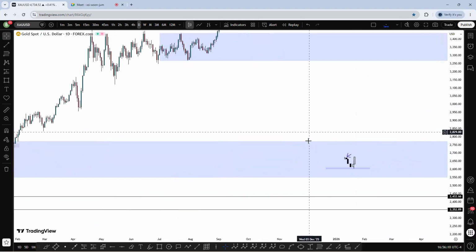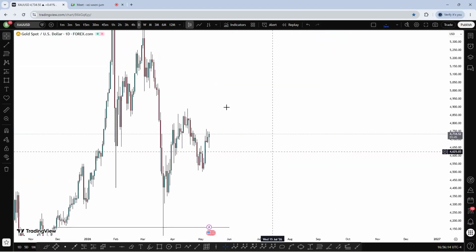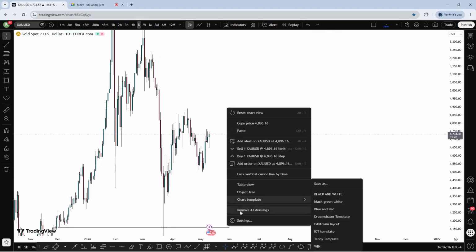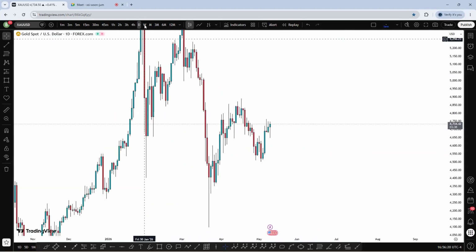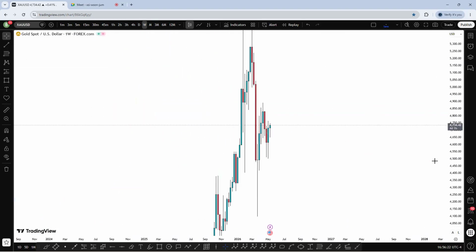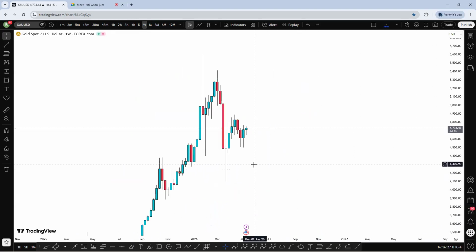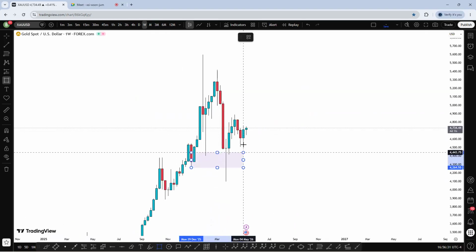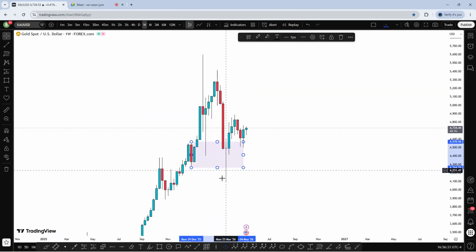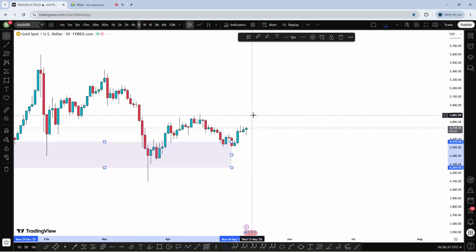So, where are we now? Here. What do we have on the weekly? On the weekly, this can still be seen as a valid zone and not close below it. Okay. Go to daily to confirm.